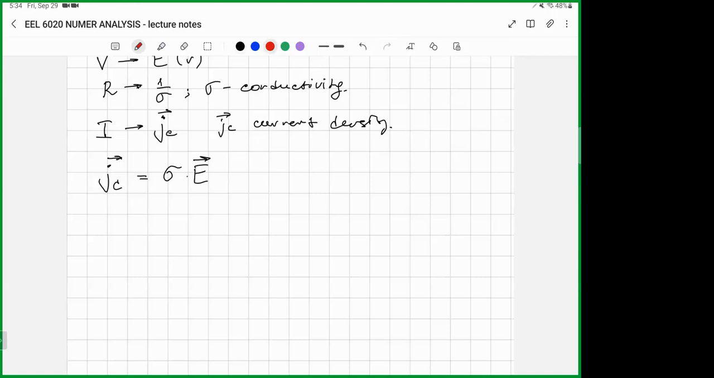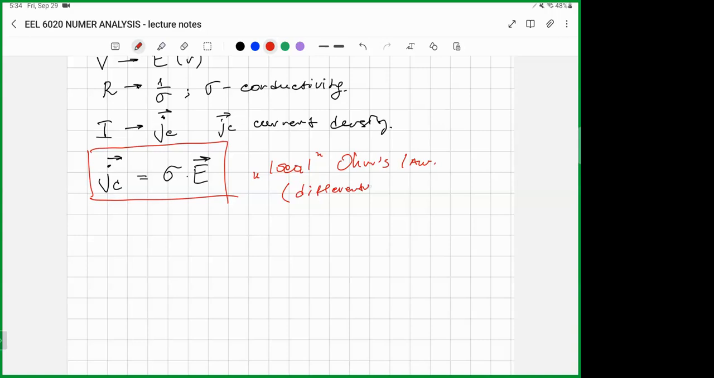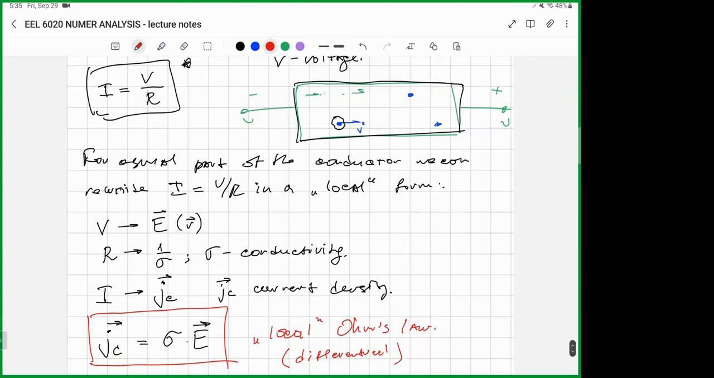So it's a local Ohm's law, or differential Ohm's law. In contrast to the global Ohm's law, this differential Ohm's law is applied to any point in our conductor. The difference can be, for example, in this case, that the current in different points can be different.